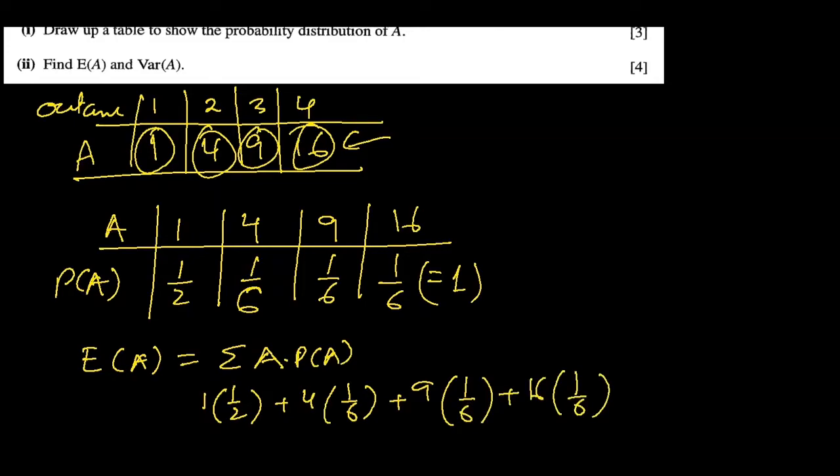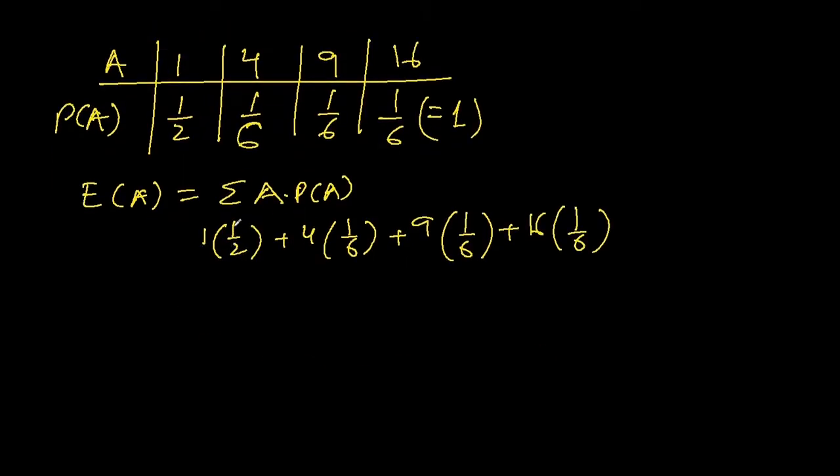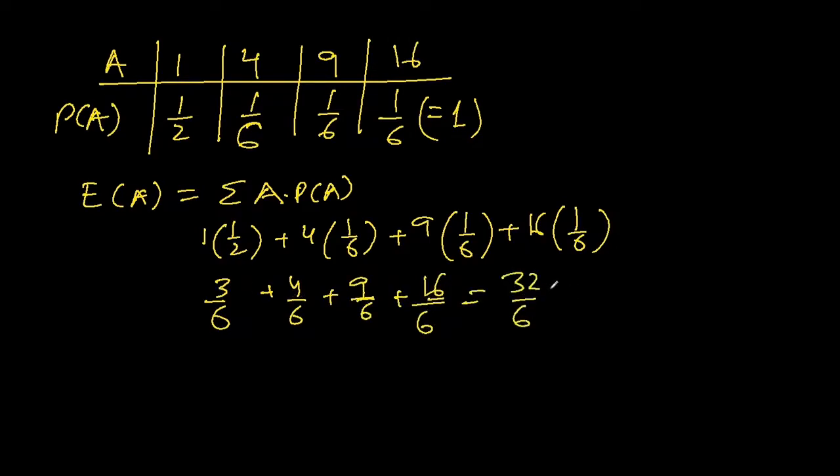Okay, so what will that give us? Okay, let's go to 3/6. So we can write half as 3/6, right? Plus 4/6 plus 9/6 plus 16/6. 16 plus 9 is 25, 29, 32 over 6. Or if you want to write in decimals, it will be 5.33. All right.